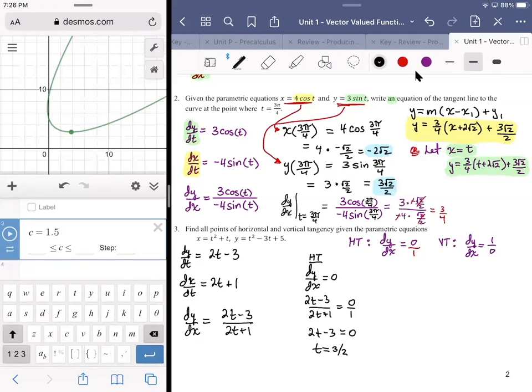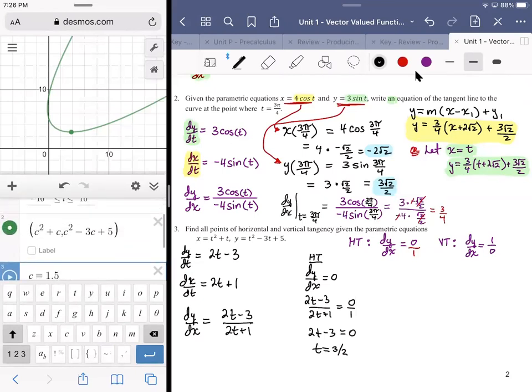One's not better than the other. They both work the same. But that does look like it's a horizontal tangent. And from there, I get some nice coordinates for a change.